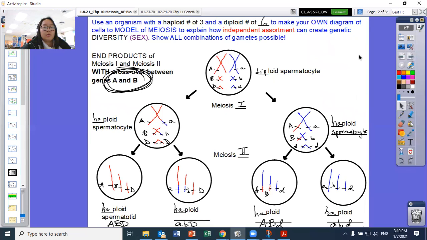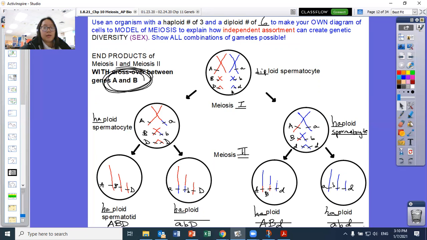Okay, so we're going to use an organism with a haploid number of 3 and a diploid number of 6. So we're starting with 6 to make another diagram of cells to model meiosis and how independent assortment can create genetic diversity. We're going to do a crossing over event between genes A and B. For this one, we're just going to keep all the reds and all the blues on the same side because, by independent assortment and random chance, it is possible. So we're starting with our diploid cell, and we're going to swap pieces for A, and swap pieces for B.